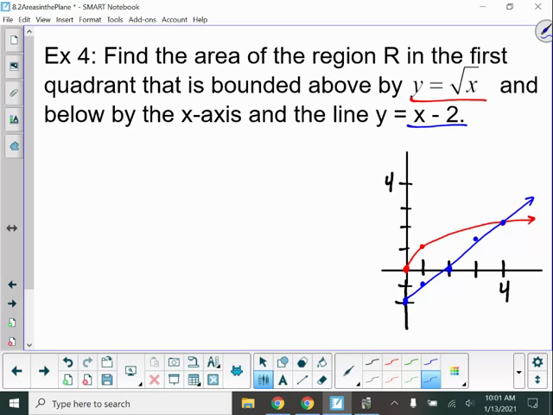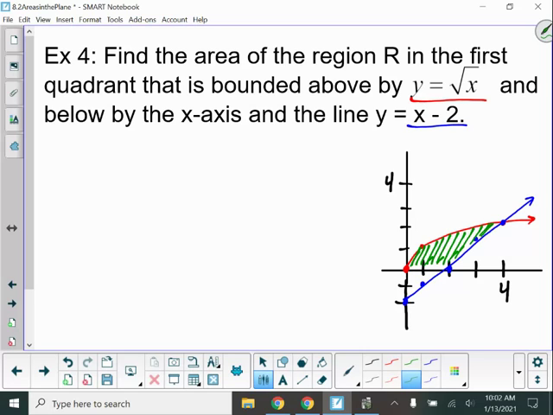So, it says we want to find the area of the region R in the first quadrant that is bounded above by y equals the square root of x and below by the x-axis and the line y equals x minus 2. So I'm looking at this area.